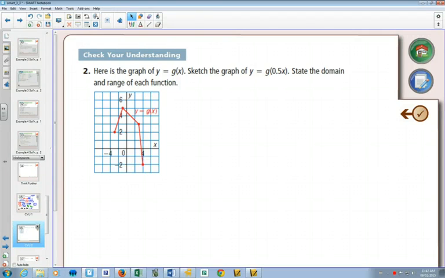Whenever you're given the graph to begin with, they'll always give you function notation as far as telling you what kind of transformations. Here, our original graph is g of x. We want to sketch the graph of y equals g of 0.5x. This 0.5 is inside the function. It's going to affect our x values, and we're going to multiply our x by 2.